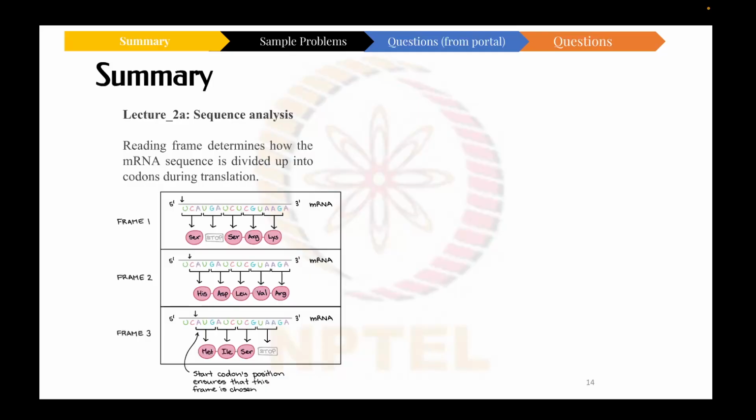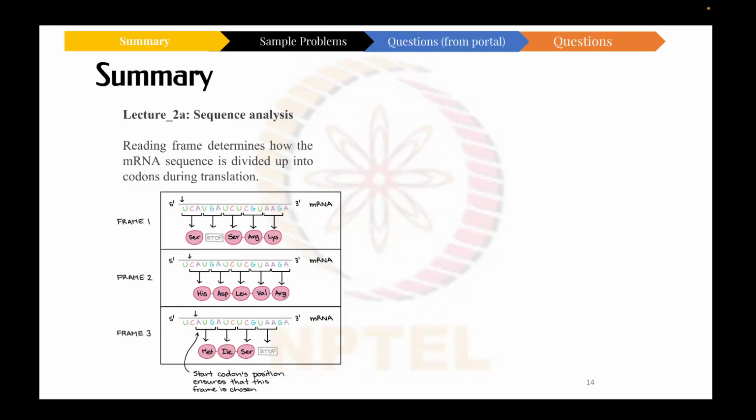These 3 reading frames are established by selecting a... Someone has raised a hand. Yes, sir. I think the difference between these three is that the first frame and the second frame would not really produce a protein because AUG is not the first codon. Yeah, that is also the case. The proteins would be truncated. Yes, thank you for reminding. That is also one case.